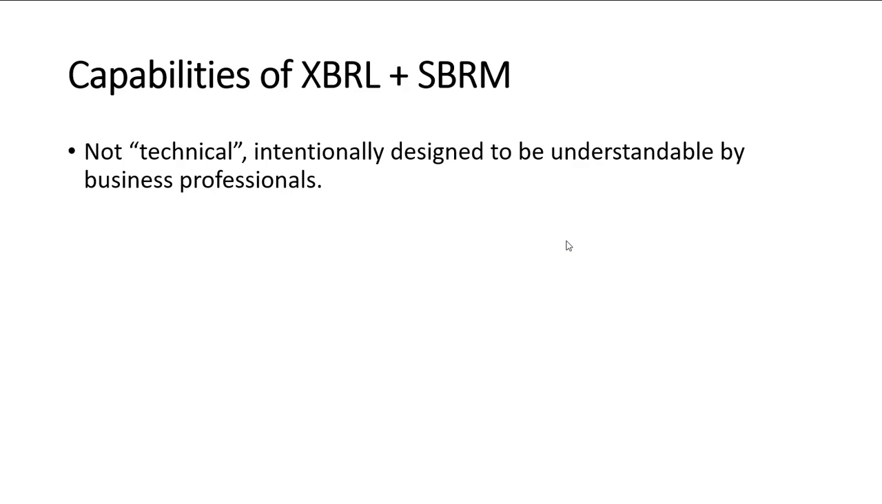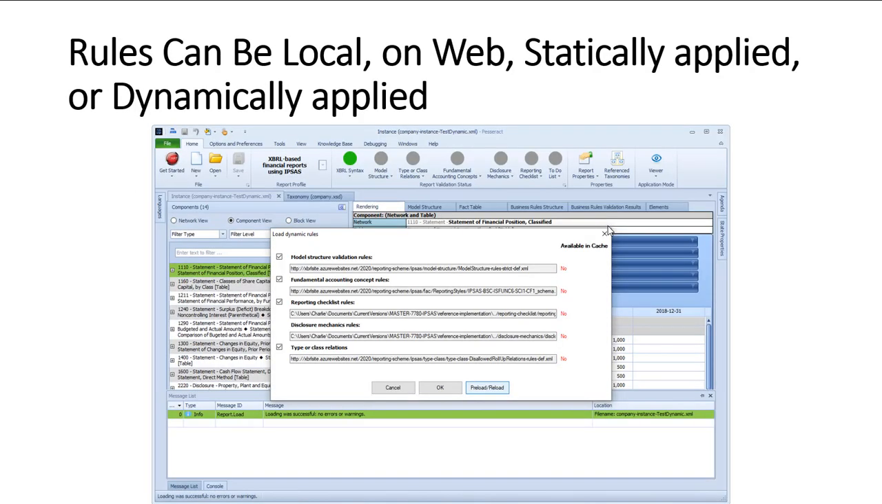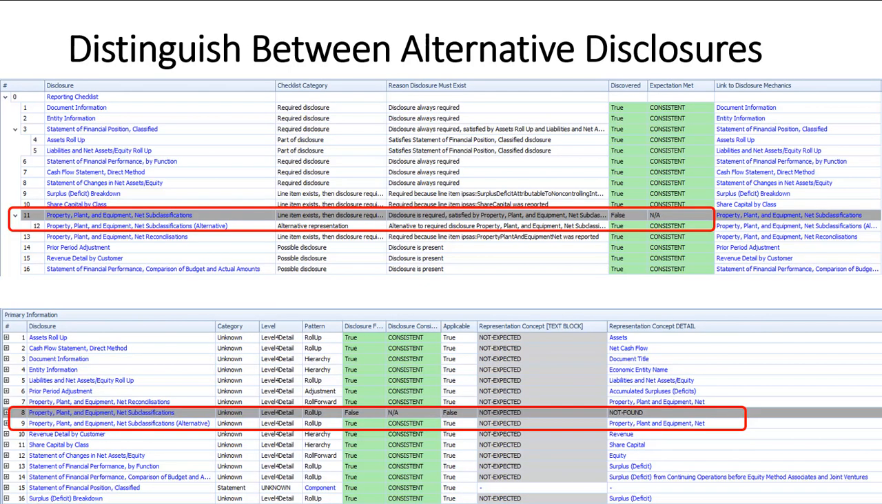And if they can't use it, it's never going to be adopted. But I believe that it can be used by the average business professional. So some of the capabilities that are important or interesting. First, all these rules can be local, they can be on the web, they can be statically applied, they can be dynamically applied. You can pick and choose. But basically, the point is that how you use the rules is flexible.